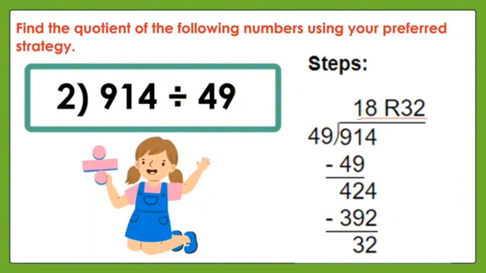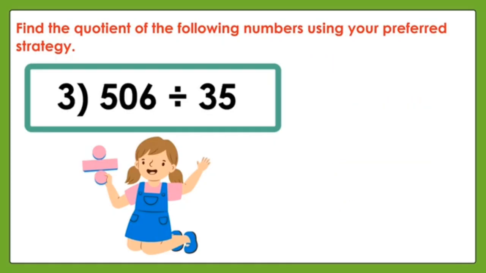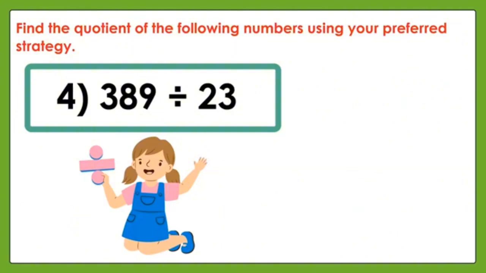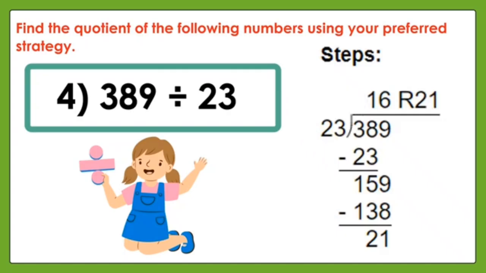Number 3, 506 divided by 35. The answer is 14 with remainder 16. Number 4, 389 divided by 23. The answer is 16 with remainder 21.